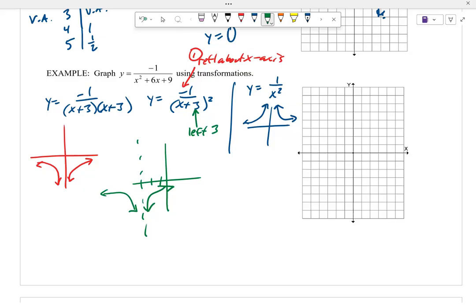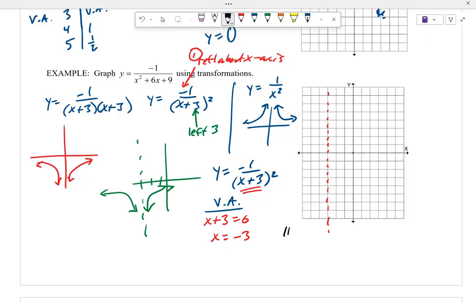Not my greatest graph in the world, but now let's go ahead and do that if I didn't do it with transformations. So number 1, where's my vertical asymptote? Well, where's this thing undefined? At x being negative 3. So I would put my vertical asymptote, x cannot be negative 3.